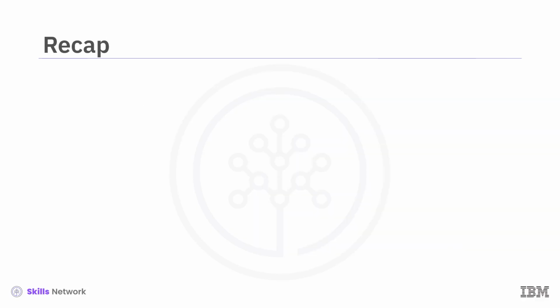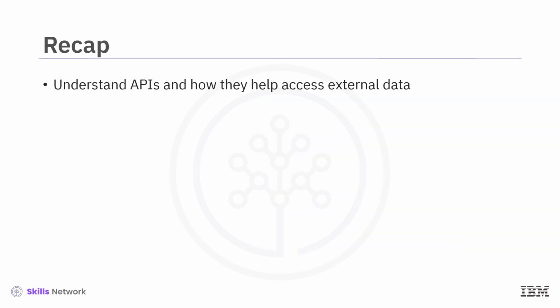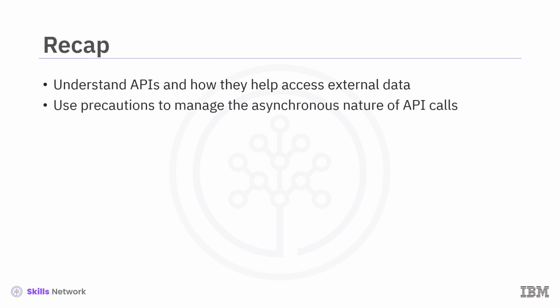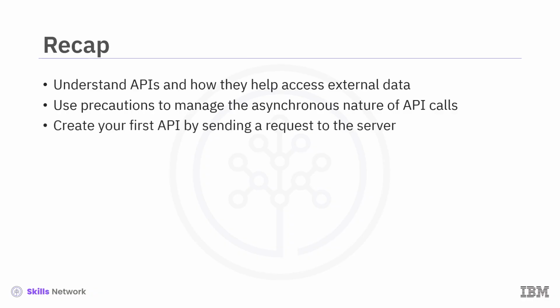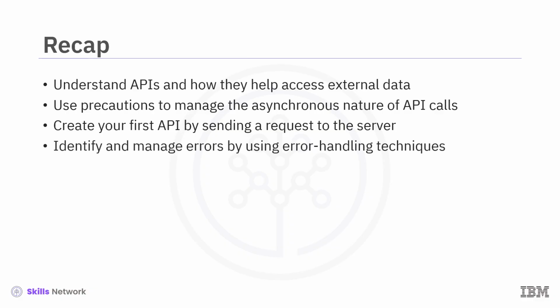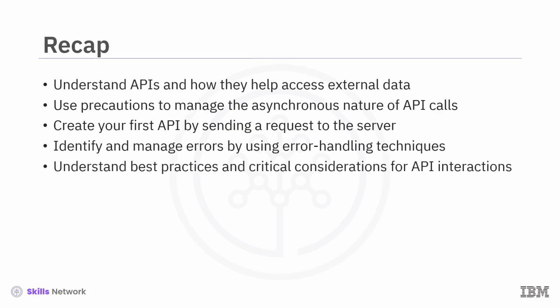In this video, you learned to understand APIs and their role in helping apps access external data. Use precautions to prevent apps from freezing due to the asynchronous nature of API calls. Create your first API call by sending a request to the server, parsing the JSON data, and updating the UI. Identify and manage errors using error handling techniques such as try-catch blocks, timeouts, and user messages. Understand best practices and key considerations for API interactions.